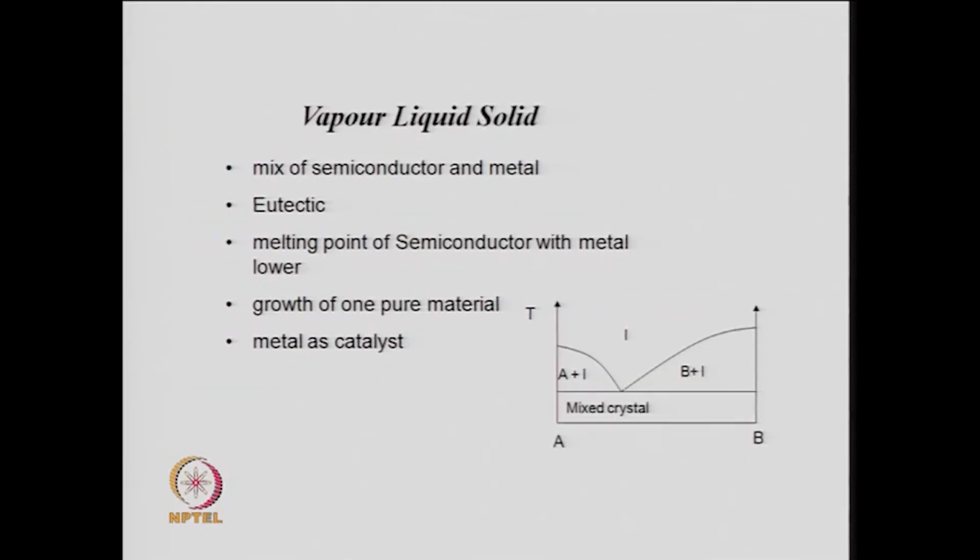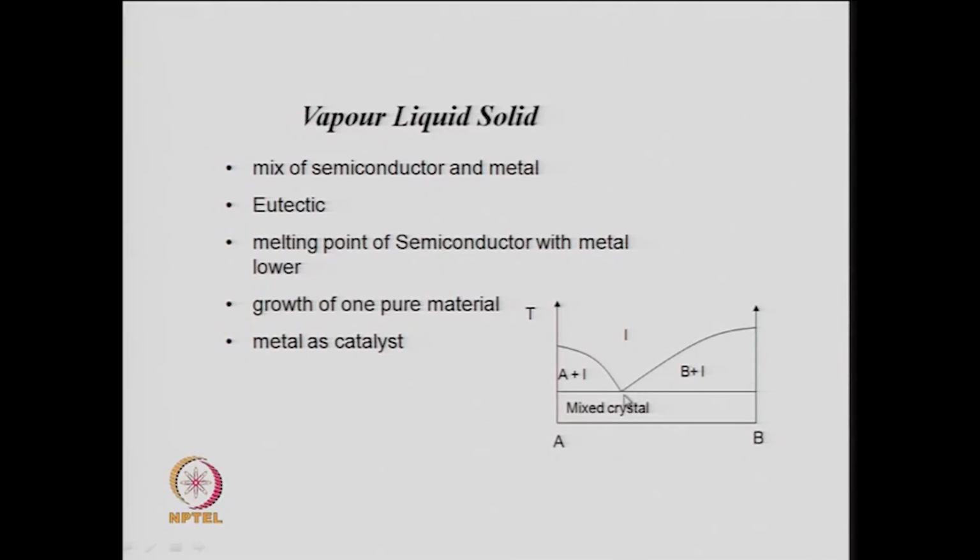Before I show you the exact process in this vapor liquid solid mechanism, some basics of solids: the phase diagrams of two materials, for example A and B. So, what happens if they mix? You can draw a phase diagram where you can define the eutectic composition and the eutectic temperature, and as you all know, the eutectic composition has the lowest melting point.